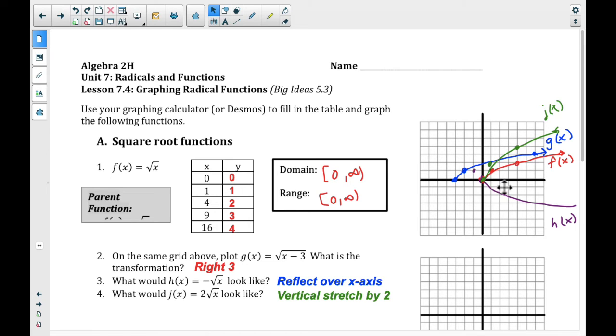What has happened was we still follow the 1, 3, 5 rule, but we're going over 1 up 2, and then over 3 up 2, over 5 up 2. So that 2 on the outside has made it twice as tall.